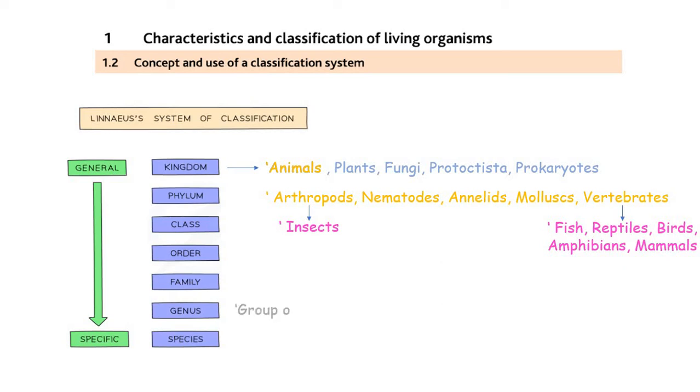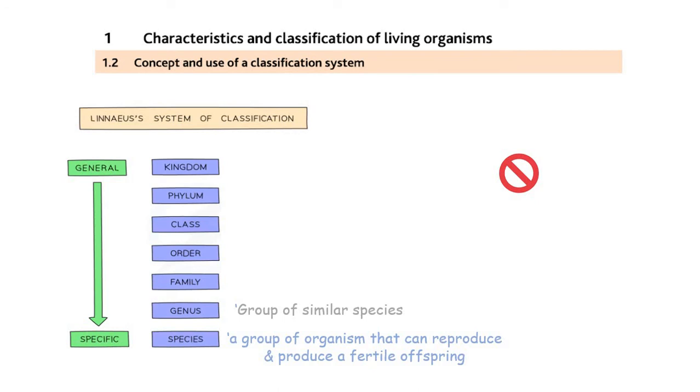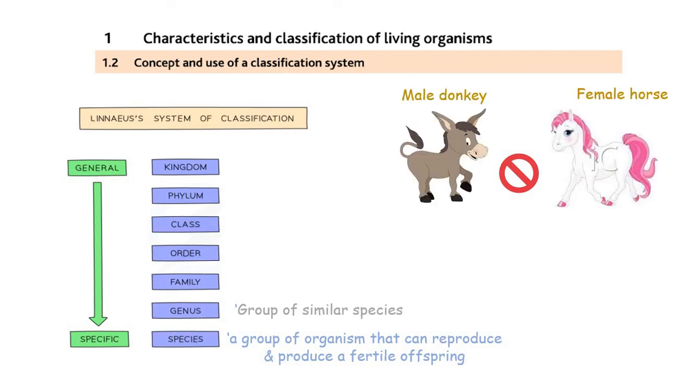Anyway, now genus is a group of similar species. And what is a species? A group of organisms that can reproduce and produce fertile offspring. I have seen students struggling with understanding species. So, to make it easier for you, let us understand it in a different way, or in the opposite way. Let's say we have a female horse and a male donkey. Now, when they reproduce, their offspring, or their child, is a mule.